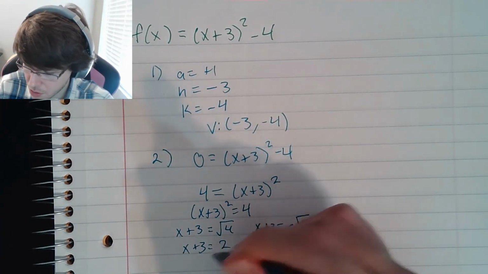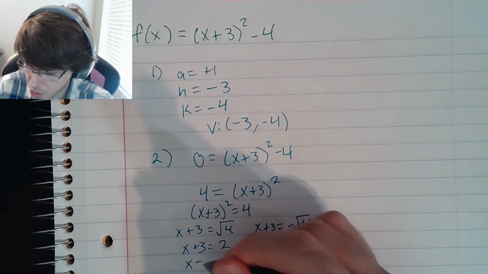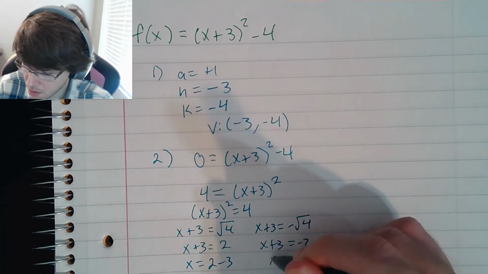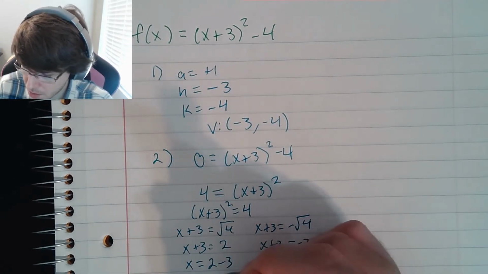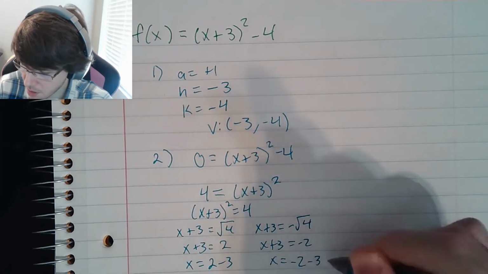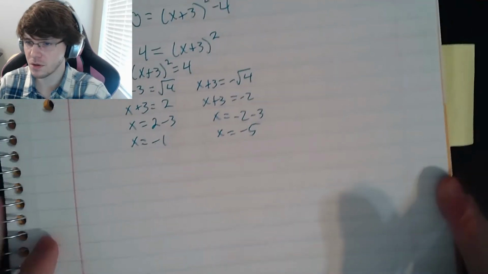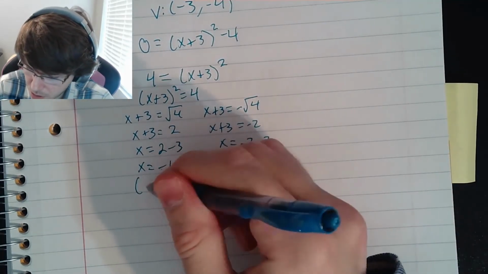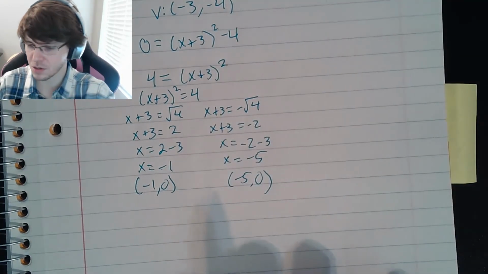Square root of 4 is 2. Subtract 3 on both sides. And 2 minus 3 is negative 1. Negative 2 minus 3 is negative 5. Oh, I couldn't even see what I was doing there. It means we have the coordinates negative 1, 0 and negative 5, 0 as our zeros.